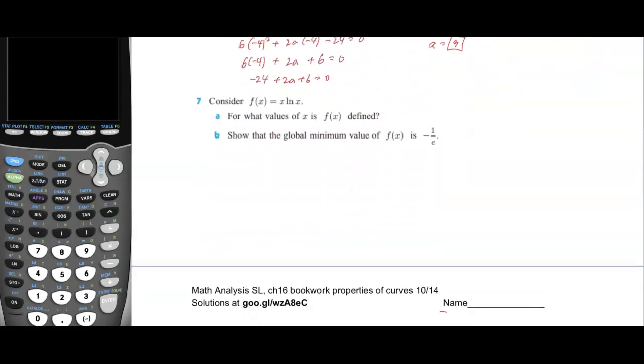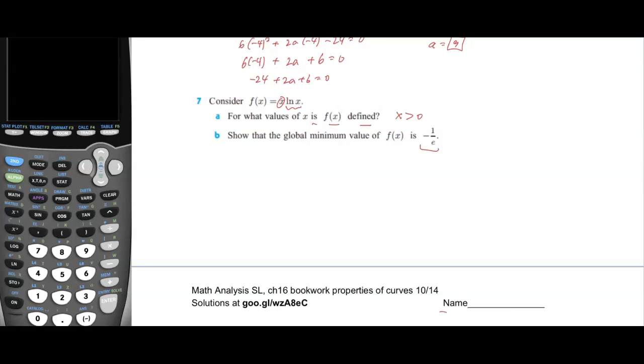Number 7, last one. Consider f of x equals x natural log of x. For what values of x is f of x defined? So f of x is defined for the values that natural log of x is defined, right? X, it's not choosy. You can put any number in there. Natural log of x, of course, only exists for numbers greater than 0. So this function only exists for numbers greater than 0. Show that the global minimum value of f of x is -1 over e.